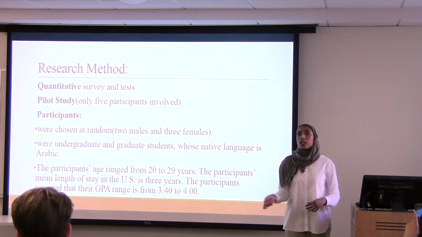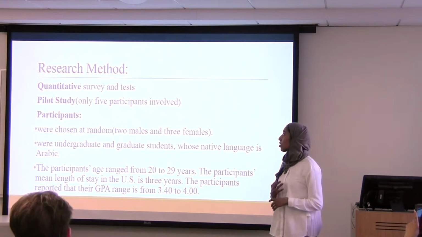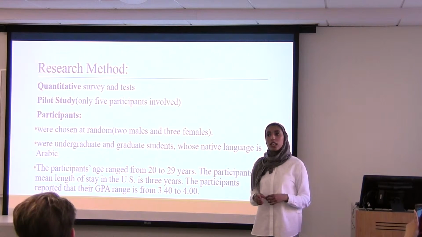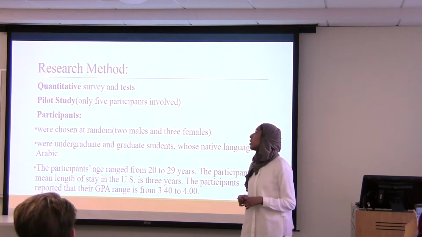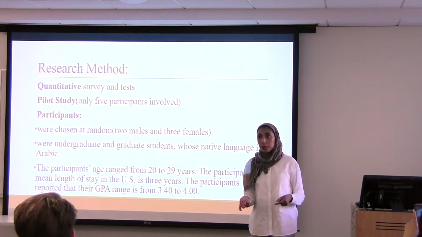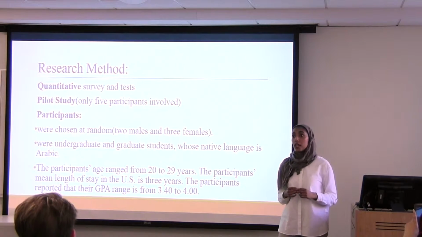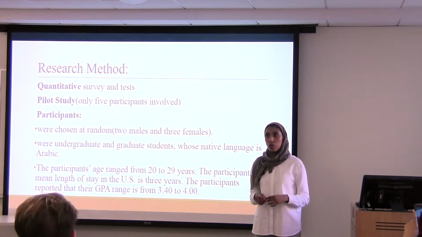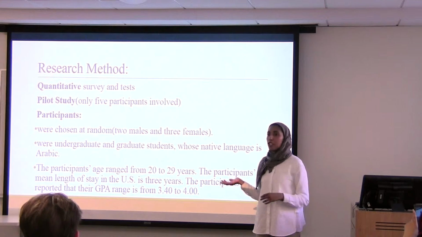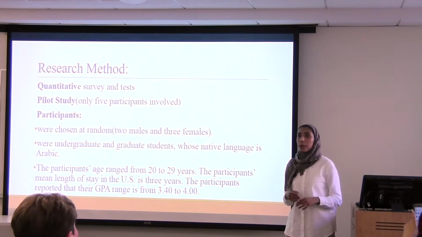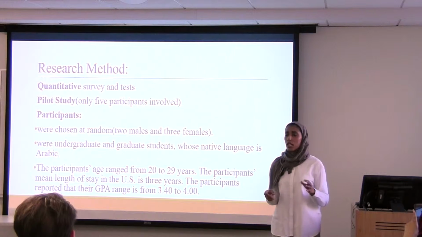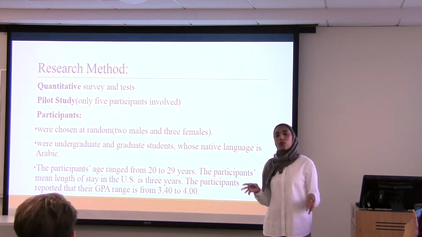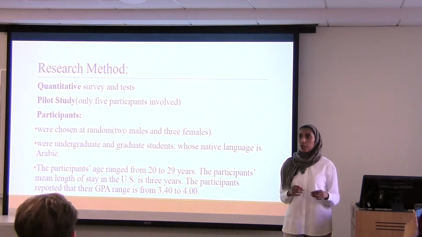My research was basically quantitative research. I had a survey and 3 tests, and it was a pilot study in which only 5 participants were involved. The participants were chosen at random, 2 males and 3 females. They were undergraduate and graduate students whose native language is Arabic. Their age ranged from 20 to 29. The mean length of their stay in the United States is 3 years, and they reported that their GPA ranged from 3.40 to 4.